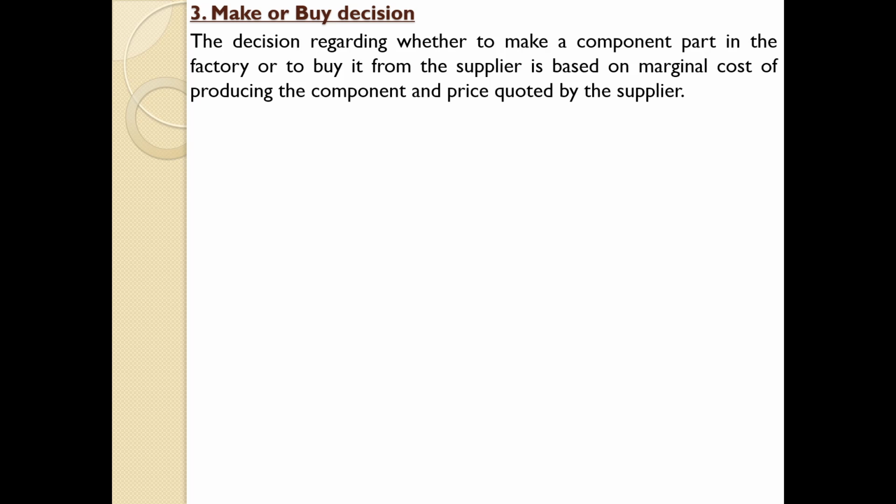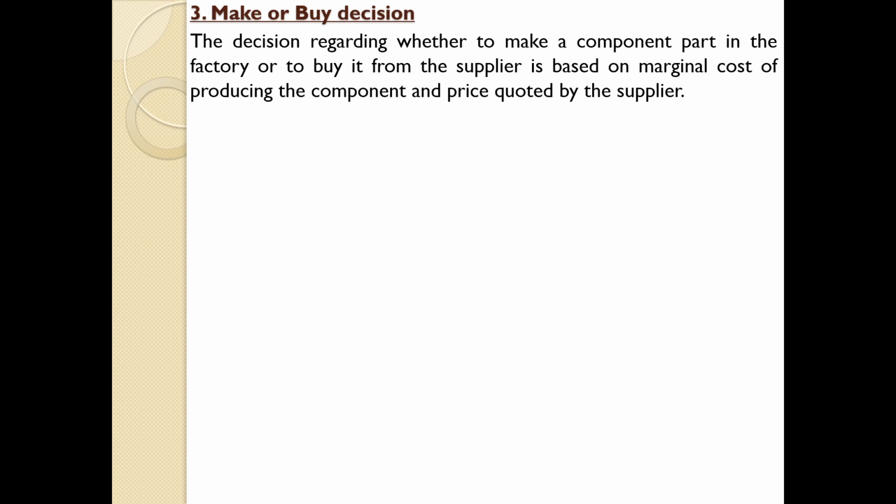the decision regarding make or buy is based on the marginal cost of producing the component or a part and the price quoted by the supplier. If the marginal cost is lower than the price quoted by the supplier, the component should be produced in the factory. On the other hand, if the price is quoted less than the marginal cost, it is better to buy the component. That is the concept of buying or producing a product within the concern. I hope you understand the concept.